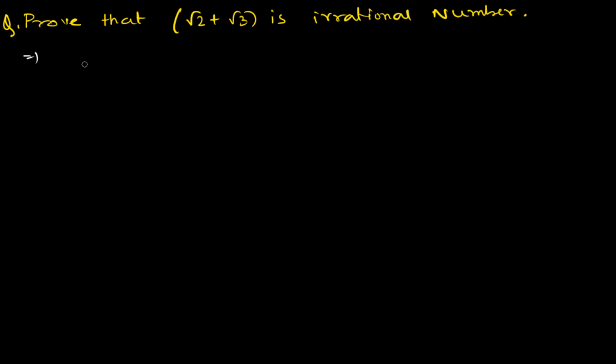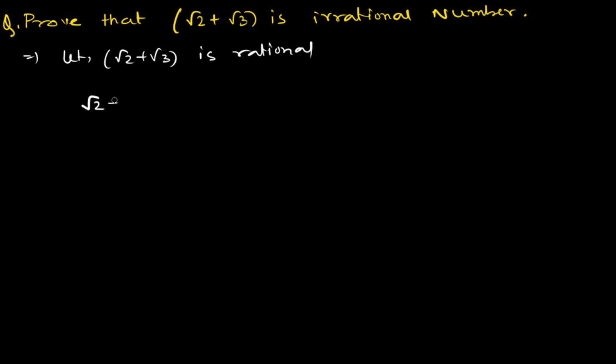Other than that, we have some questions like, say, prove that root 2 plus root 3 is an irrational number. So that means we have a combination of two irrational numbers. How can we do it? We will do it by the contradiction method. So we will write, let root 2 plus root 3 be a rational number.